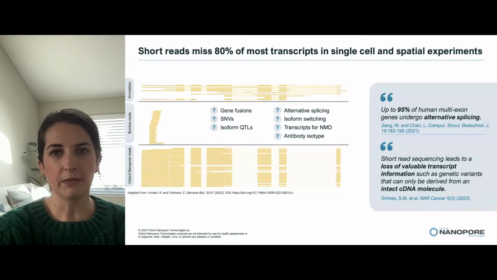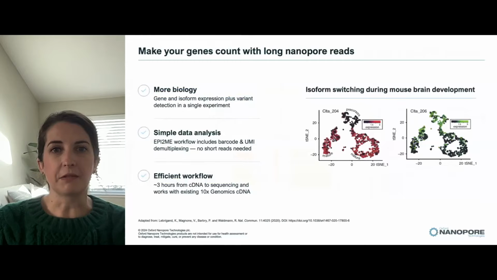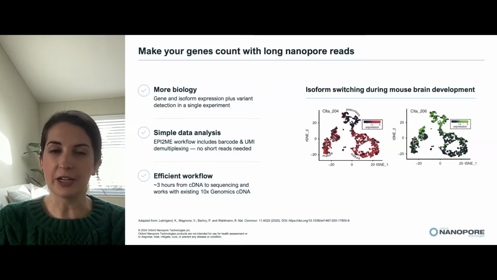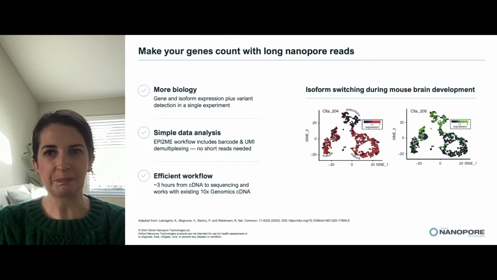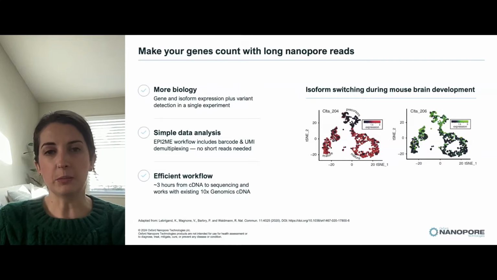So how do we recover this ultra-rich biology that we're missing with short reads? You can go beyond gene counting with long nanopore reads. You can get more biology with gene and isoform expression plus variant detection in a single experiment. We also offer simple data analysis with our Epitome workflow, which includes cell barcode and UMI demultiplexing without the aid of short reads. We also have a very efficient workflow.